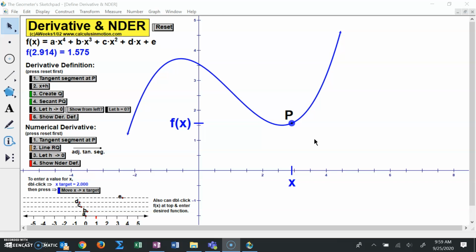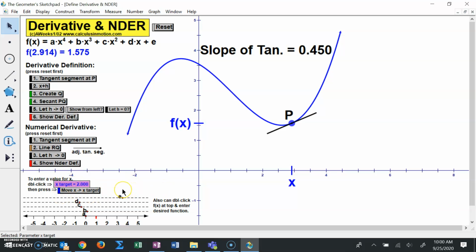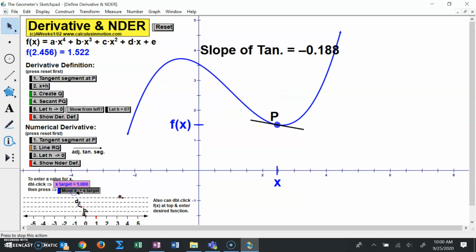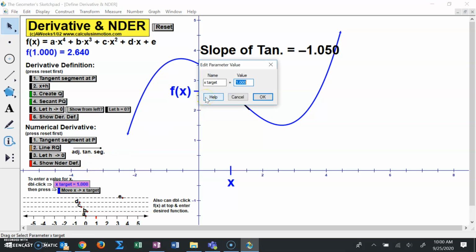The way we define a slope of a curve is, the slope of a curve at a particular point is going to be equal to the slope of the tangent line at that point. So at this point, the slope of this curve is 0.45, which is different than if we go to a different point. Let's change it to 1. You can see here the slope is a negative number. So the slope of a curve is defined to be the slope at one particular point. And the idea, if we want to find the slope of a curve, is to find the slope of that particular tangent line.